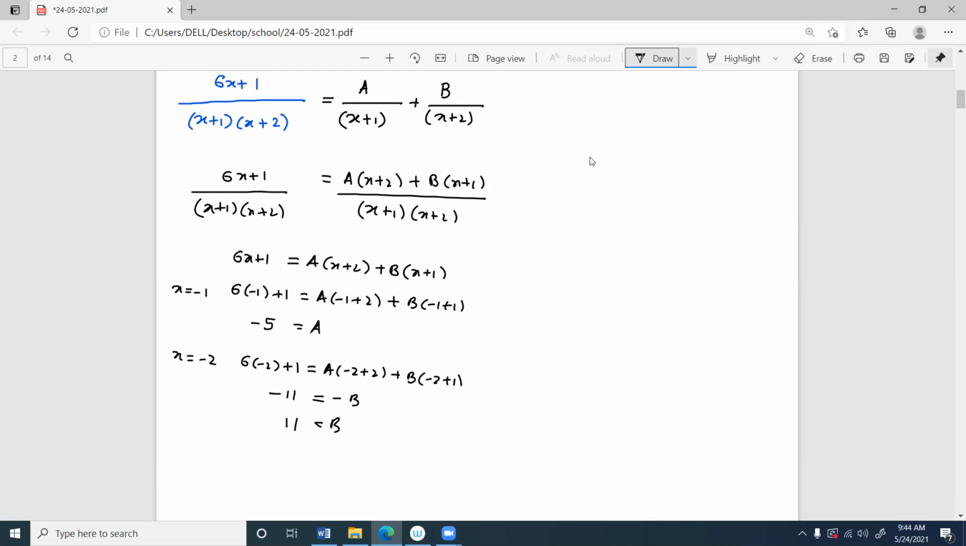Then you can write your final answer this way. A is a minus value, B is a plus value. So you can write minus 5 over (x + 1) plus 11 over (x + 2) as the answer for this. That's a way of getting this answer. This is pretty simple, you can get this answer.